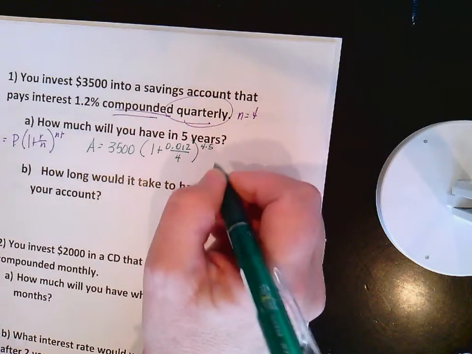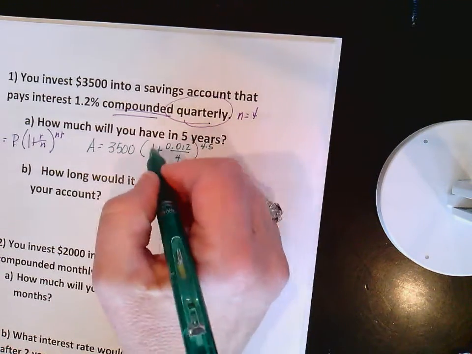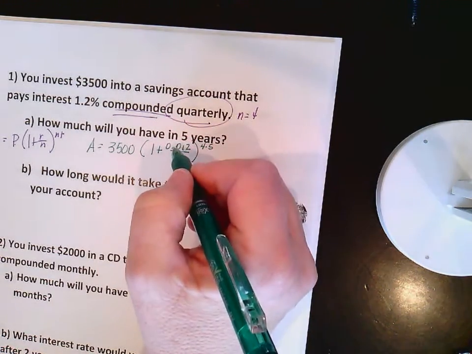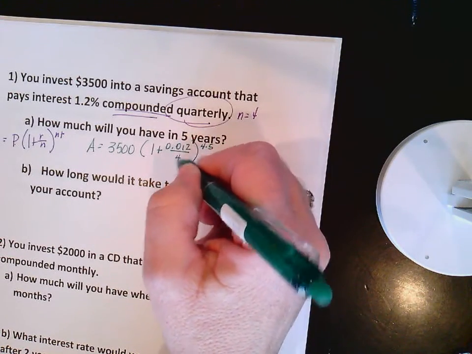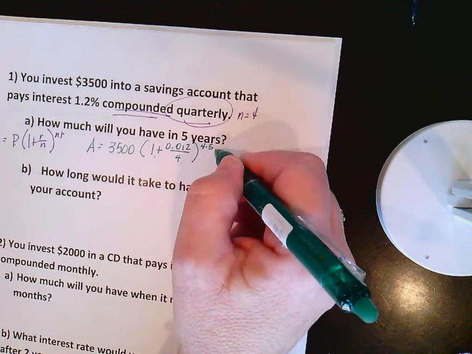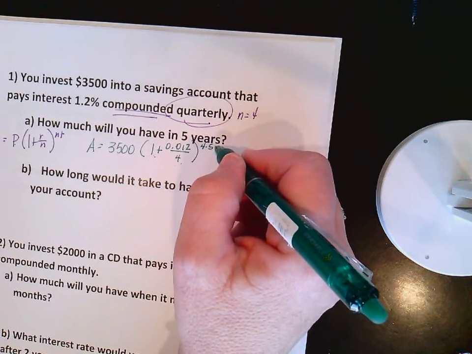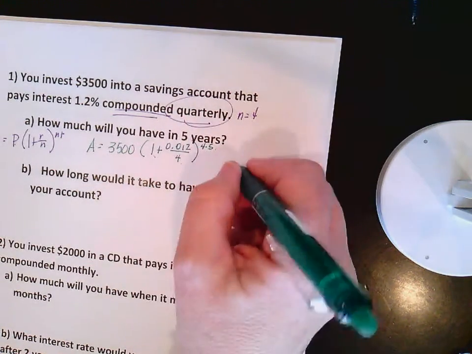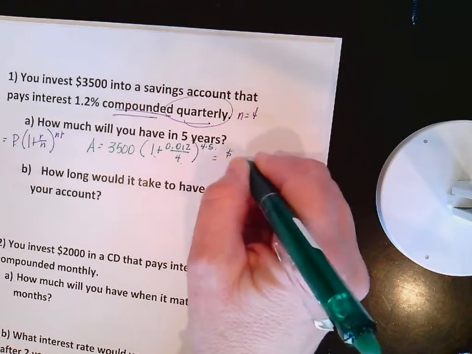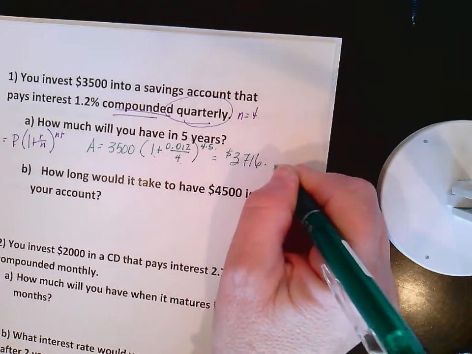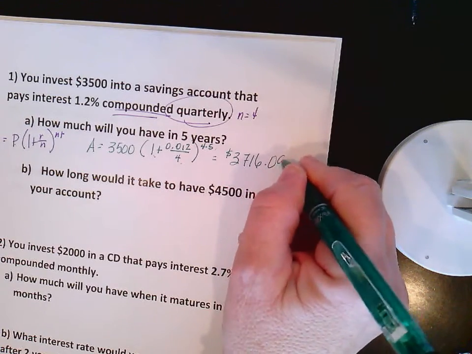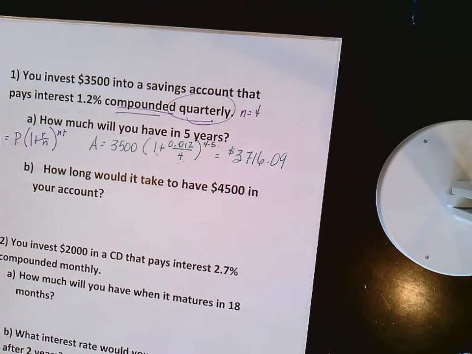When you calculate this, do it from the inside out. You'll do 0.012 divided by 4, add it to 1, take that to the 20th, because 4 times 5 is 20, and then take that times 3,500. I want you to actually put that in your calculator and test it. Make sure that you are putting the numbers in correctly according to order of operations. That's what you should get.